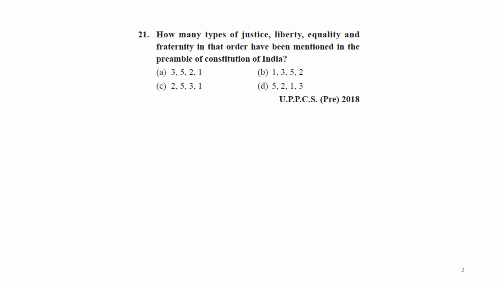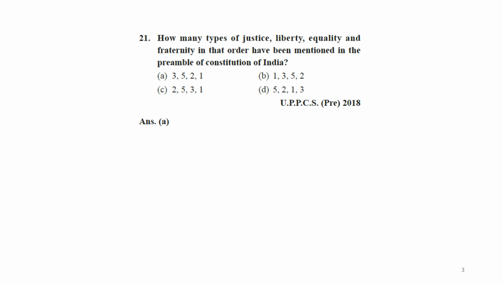Okay, so how many types of justice, liberty, equality and fraternity, in that order, have been maintained in the preamble of the constitution? Now we have to tell in what order these terms are in the preamble. Okay, I have done a lot of questions before this. You just read the preamble, you will get option A. Justice, liberty, equality, fraternity. Okay, so you just see, you'll get this. Now I would have to write the whole preamble here, so just watch the previous classes, you will easily answer this question.